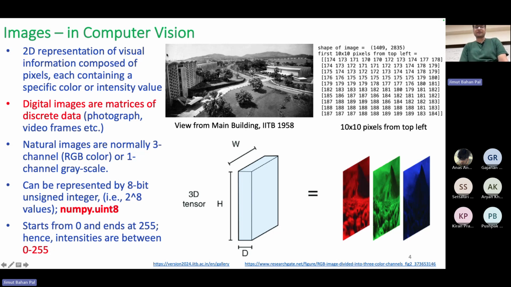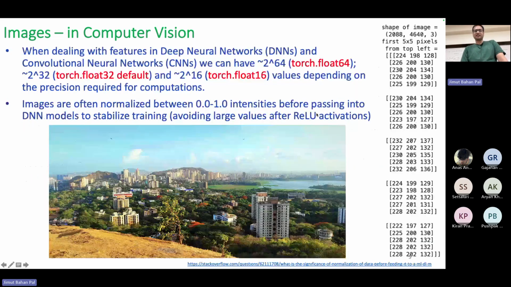Say, for example, if we take this image and take the top left corner, here we can see 10 cross 10 pixels, this is the content. Similarly, when we are dealing with deep learning architectures, we will be specifically using torch.float32, which is the default, since there will be real values, not specifically integers. Images are often normalized between 0 to 1 intensity before passing into DNN models to stabilize the training.